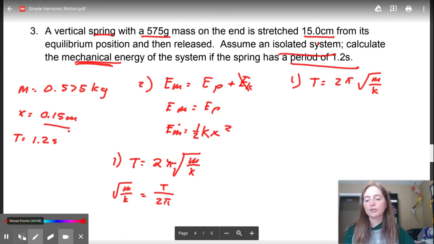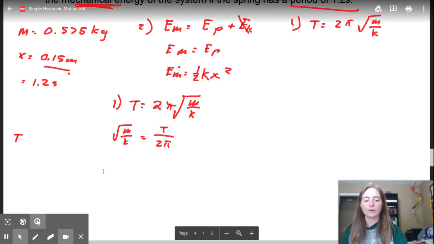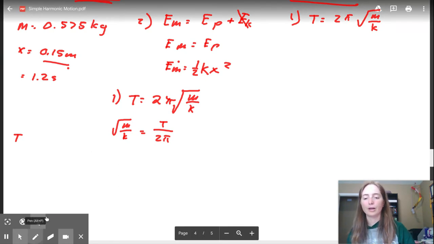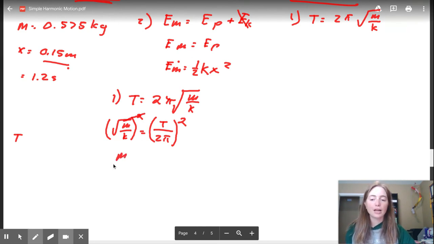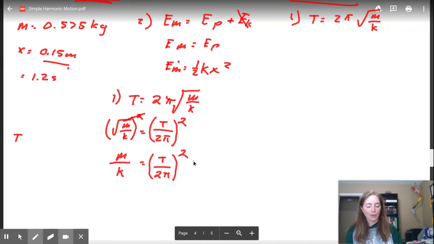I'm going to have to scroll down a bit here. I'm running out of space. There we go. Okay, I might get rid of the square root before I do anything else. So I'm going to square both sides, because squaring is the opposite of square root. Those cancel, so I am left with m over k is equal to period over 2 pi, squared.